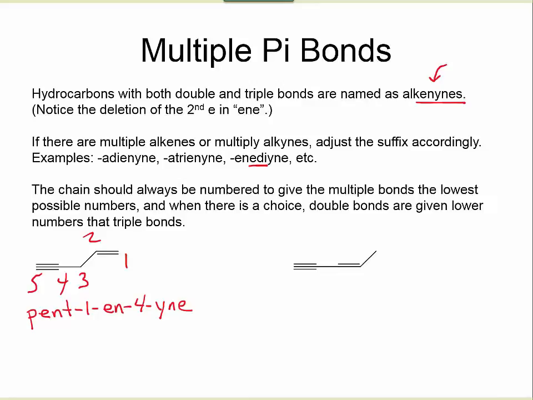For the second molecule on the screen, I have to decide whether to number it left to right or right to left. If I number right to left, then the multiple bonds get lower numbers. I have a 1-3 multiple bond substitution pattern, not a 2-4 that I would get if I numbered from the other end. So in this case, the alkyne is given the lower number. So this is going to be a pent-3-ene-1-yne.